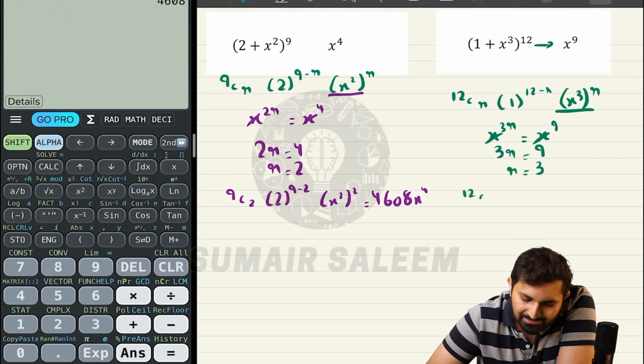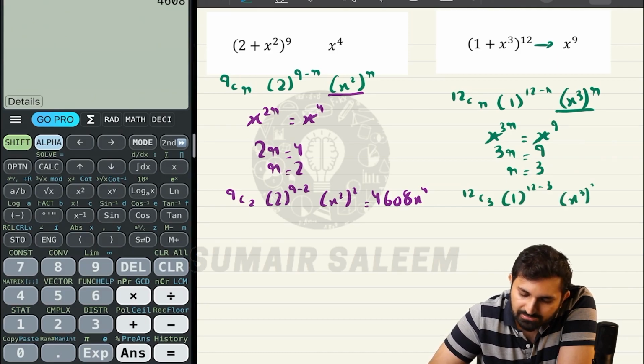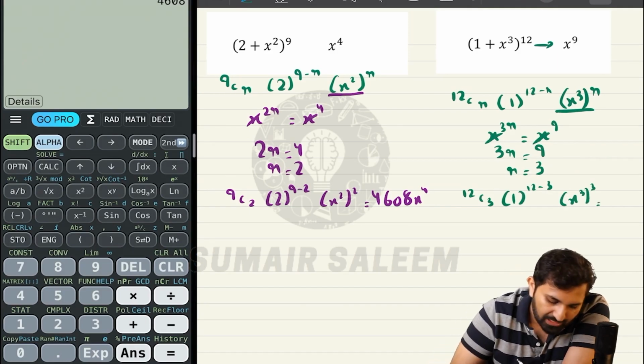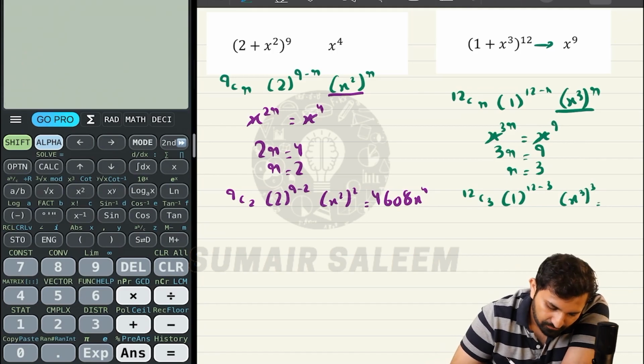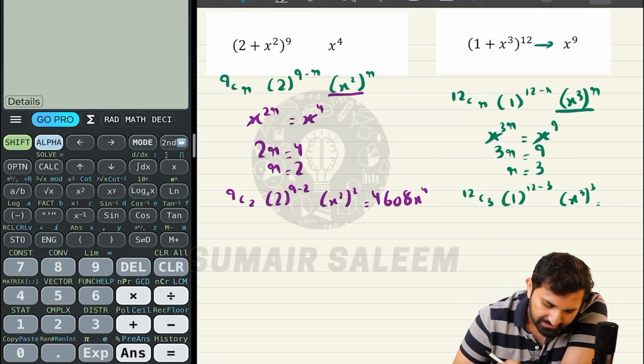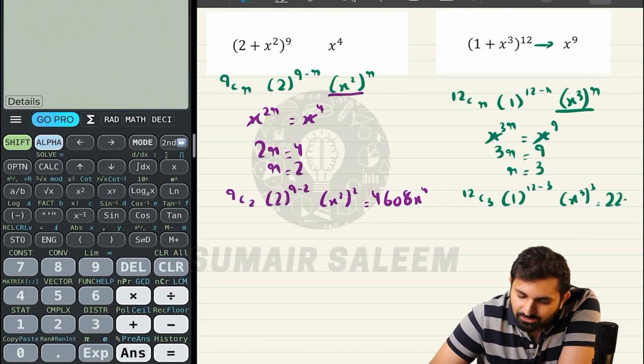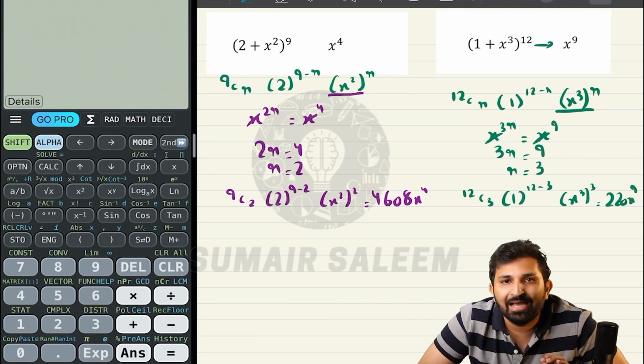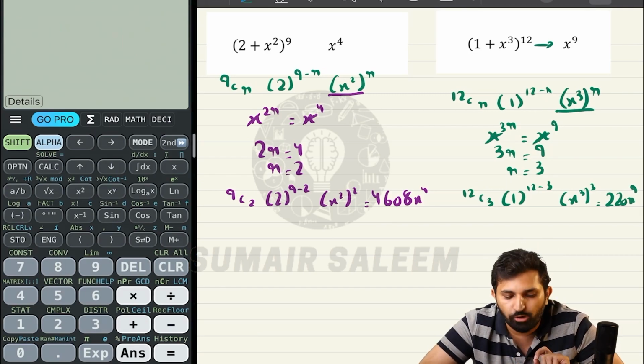So I'm going to write this: 12C3, 1 to the power 12 minus 3, into x power 3 into 3. So my answer will be 12C3, that makes 220 x power 9. So guys, I hope you are clear with finding coefficient.